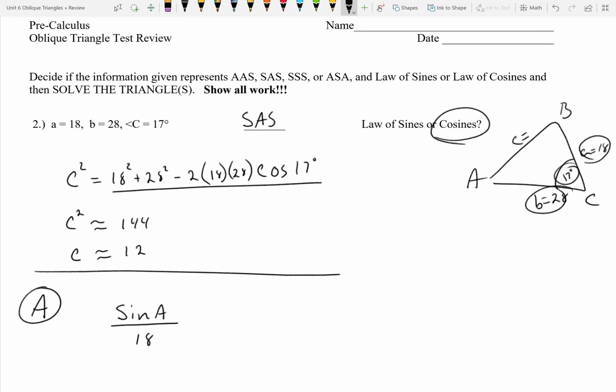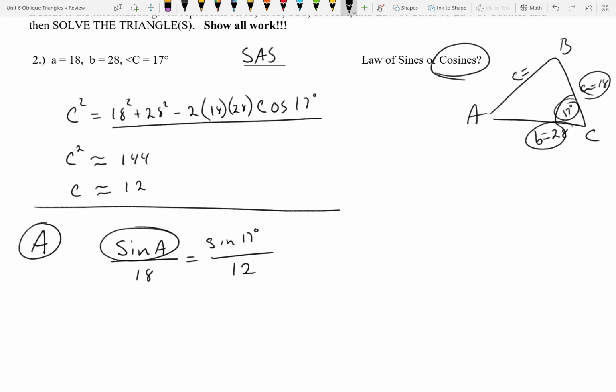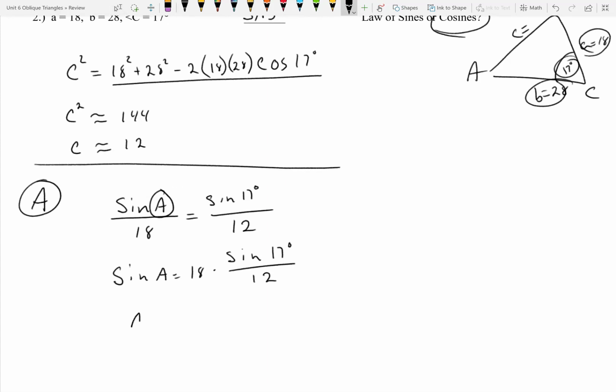Side A has a length of 18, so sine of A over 18 equals, and now we'll put in the pair that we know, sine of 17 degrees over 12. And then we'll actually solve all the way down to A. Multiplying both sides by 18, we get sine of A equals 18 times sine of 17 degrees over 12. Taking the inverse sine of both sides, we get A equals sine inverse of 18 times sine of 17 degrees over 12.